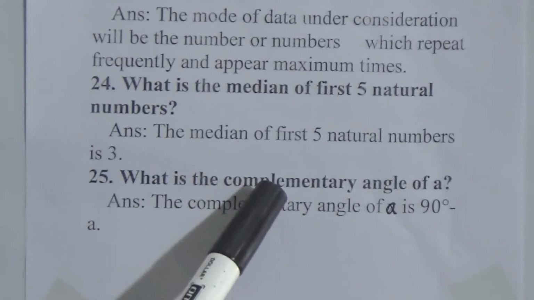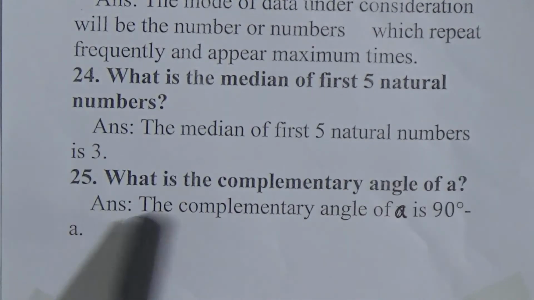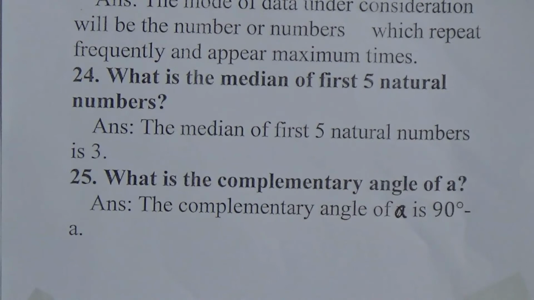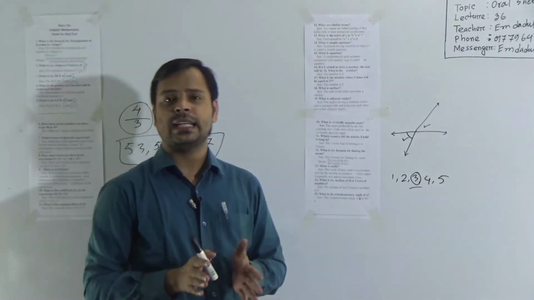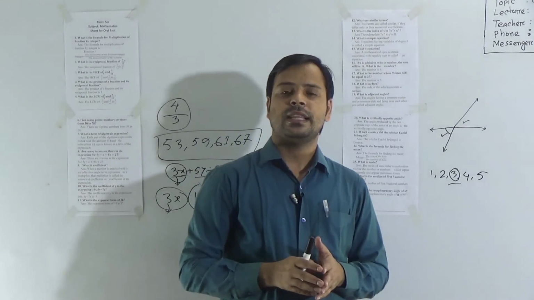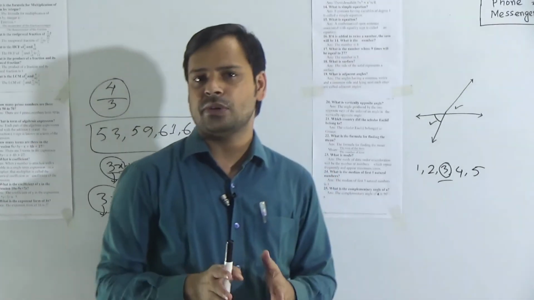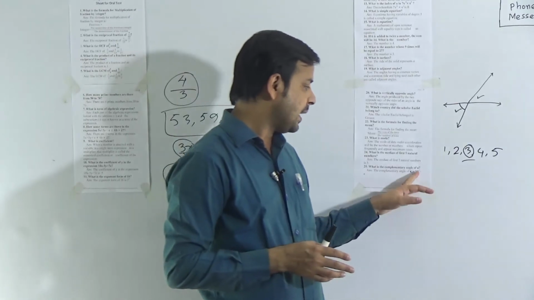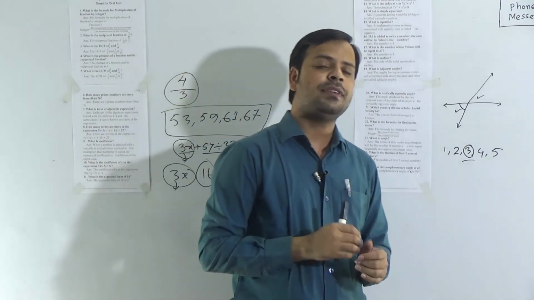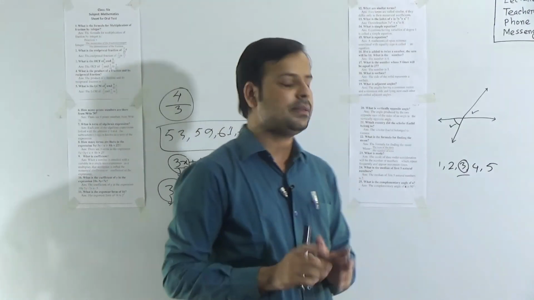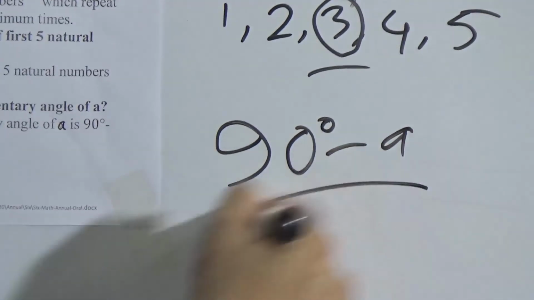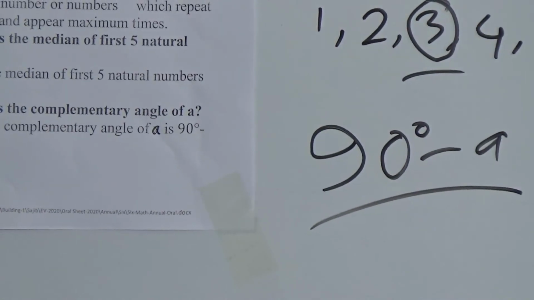Okay, dear students, now see what is the complementary angle of A. Complementary angle means, dear students, if the sum of two angles is 90 degrees, then the angles are said to be complementary to each other. It means if A is an angle, the complementary angle of A will be 90 degrees minus A, that is written here, 90 degrees minus A. This will be the complementary angle of A.